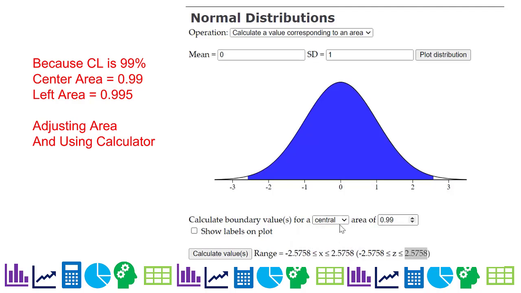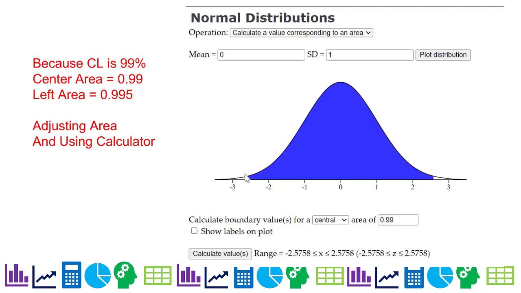Okay. So let me hit left. All right. And if I did that, remember that number right there, it's going to change. It's giving you 2.3623. Why is that? It's because it shifted over here. Now we have 1% of the area over here, whereas before we had 1% split between the two sides.